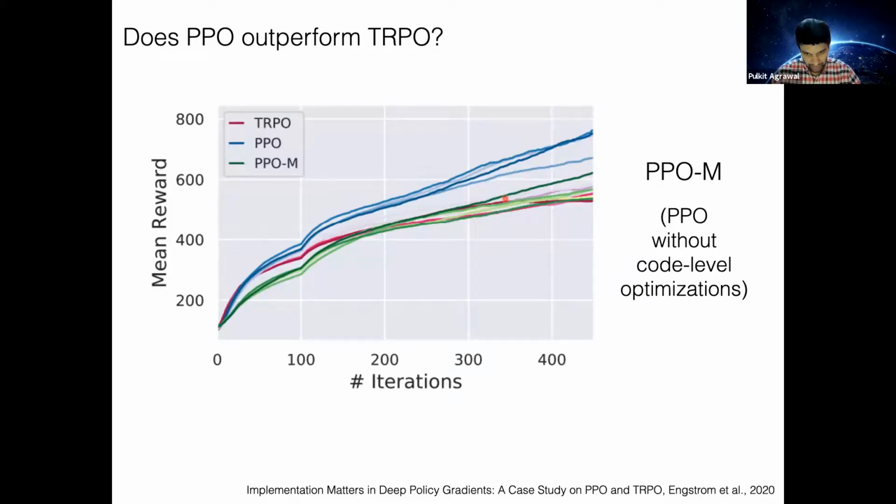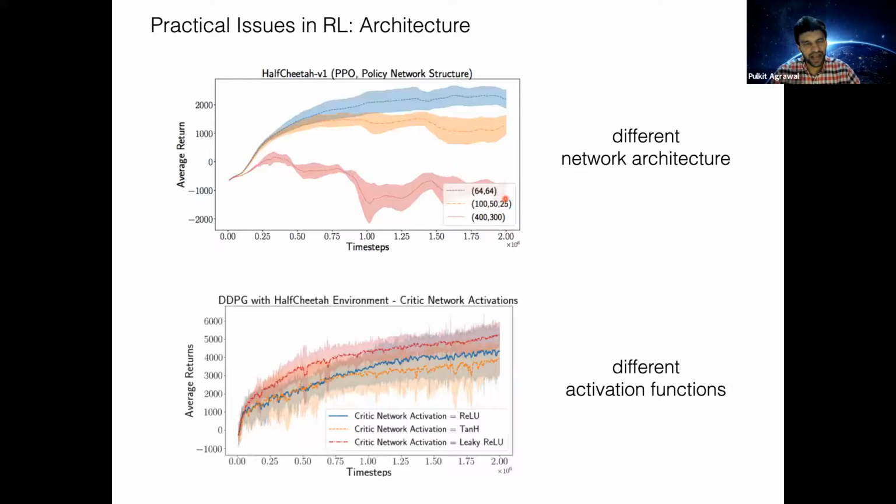So just to illustrate that, let's look at some practical issues which end up happening when we're evaluating reinforcement learning algorithms. What I'm showing you in the first plot is one environment, the half cheetah. And we're using three different network architectures. One is 64 x 64, which is two layers of 64 units each, then a slightly bigger network, and an even bigger network. This is all trained with PPO. And what you find is there is a huge performance gap between different choices of the network.